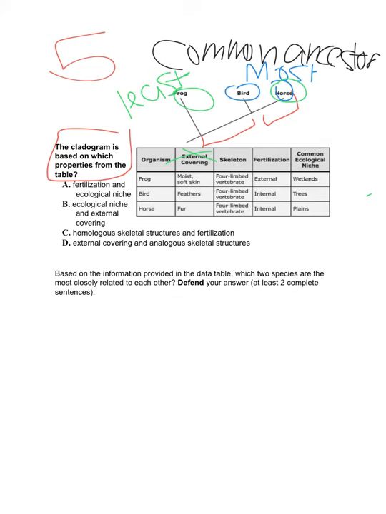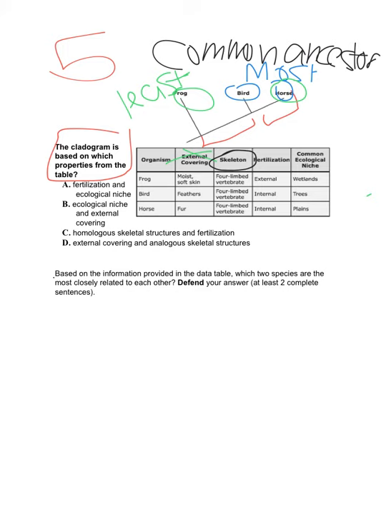Now let's look at the skeleton. They all have the same skeleton, a four-limbed vertebrae, meaning if they share characteristics, they came from a common ancestor, which is exactly what this picture told me. So I can use a skeleton to tell they're related.